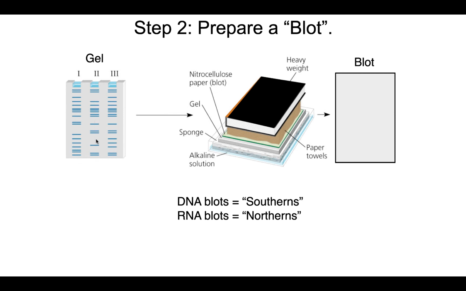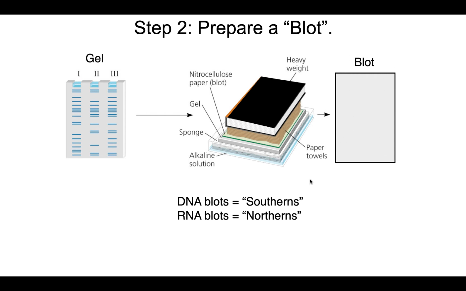And that protein or DNA and RNA then gets transferred from the gel onto the blot in exactly the same position as it was in the gel. But it's invisible. We can't see anything. So when you're done with a blot, when you pull off these paper towels, when you pull off that book, when you pull off everything, you can't see anything on that blot. It's just a white piece of paper.